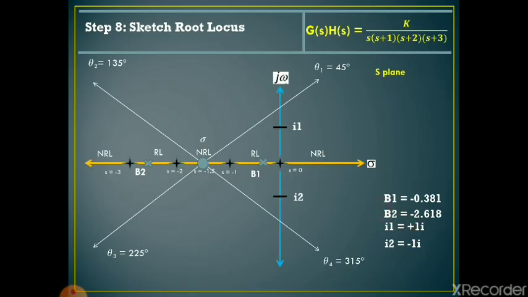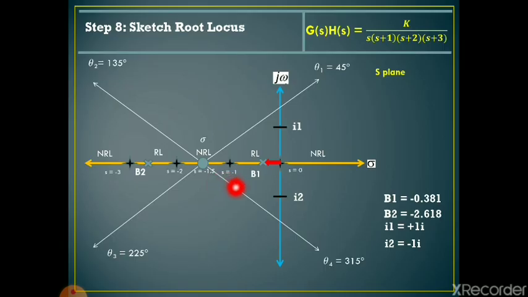So now we will come to the crux of the matter. Now we have to plot the movement of these 4 poles. So we will start at the pole S is equal to 0. Again, the pole at S is equal to 0 cannot move towards right. It is a no root locus region. It has to move towards left. So it will move towards left.